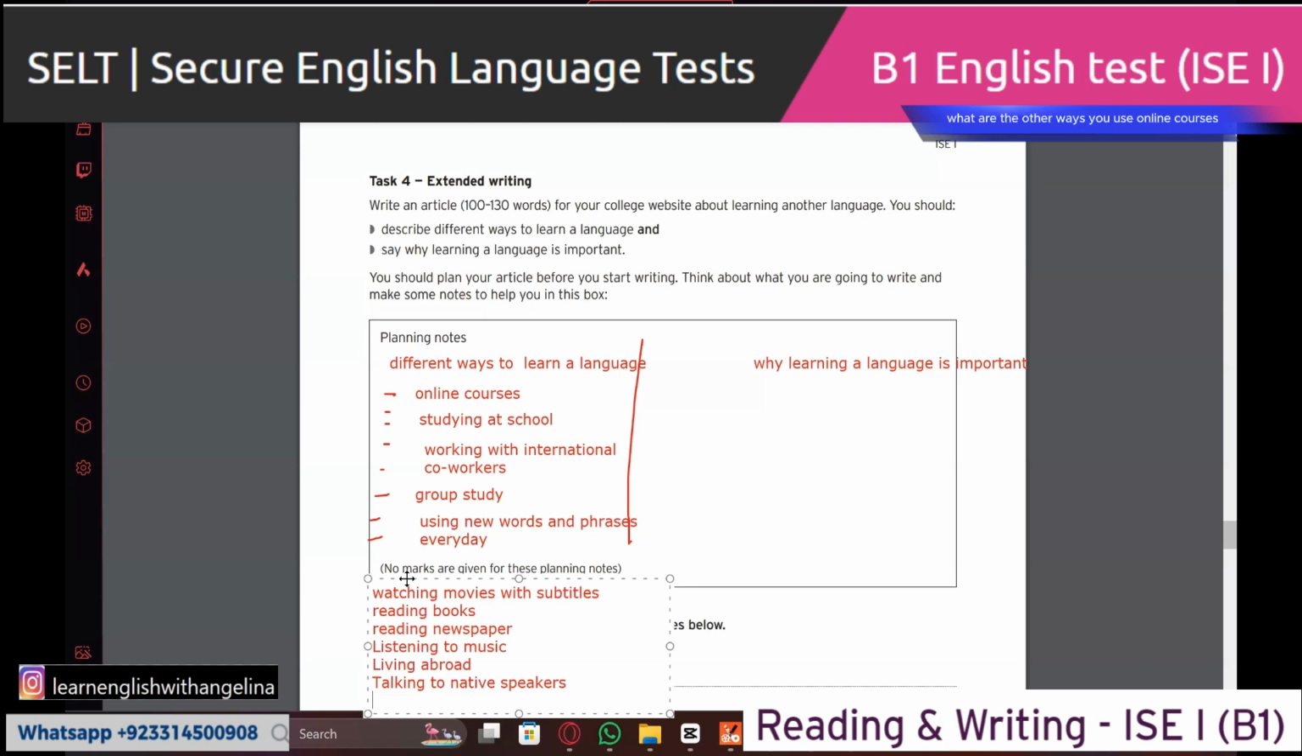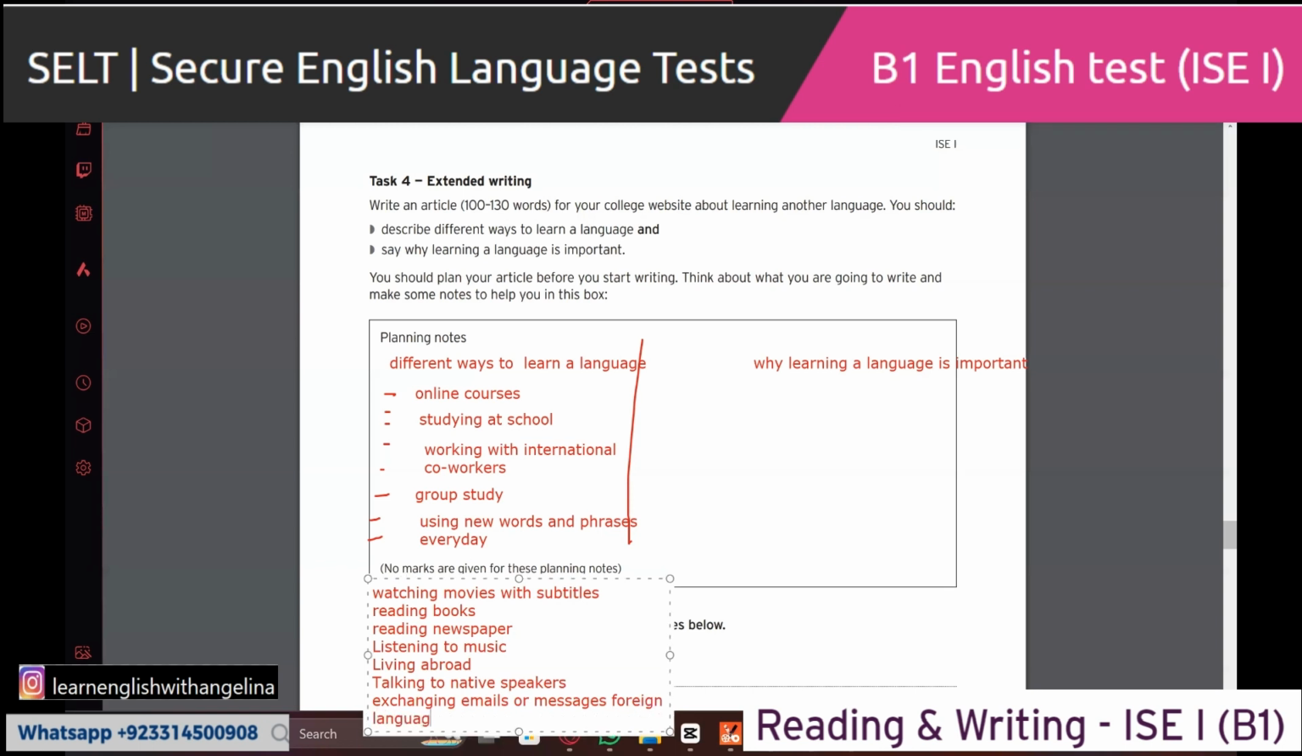What are the other ways you use? Online courses, studying at school, exchanging messages in a foreign language, exchanging emails or messages in another language. If you don't know the spelling of foreign, use another language. Foreign language. More. I'm sure there's more to it.